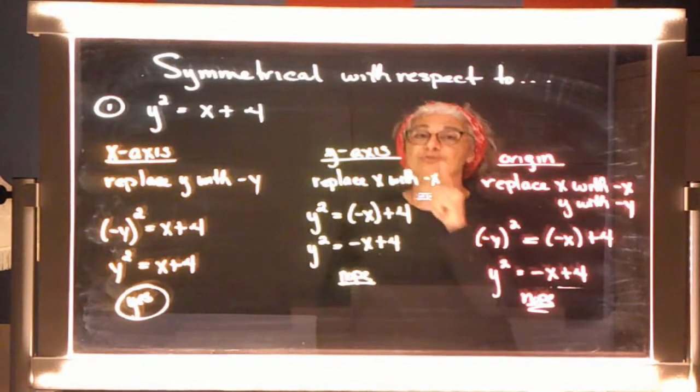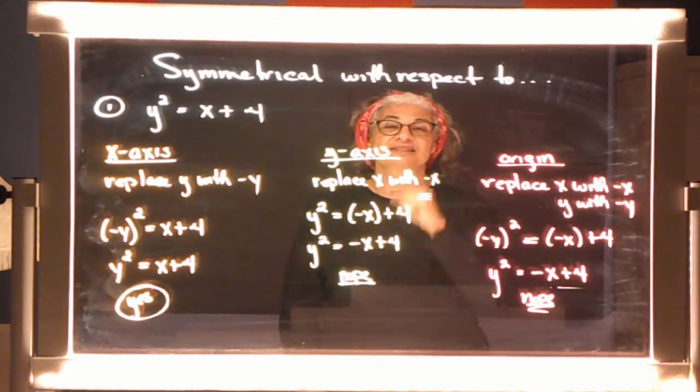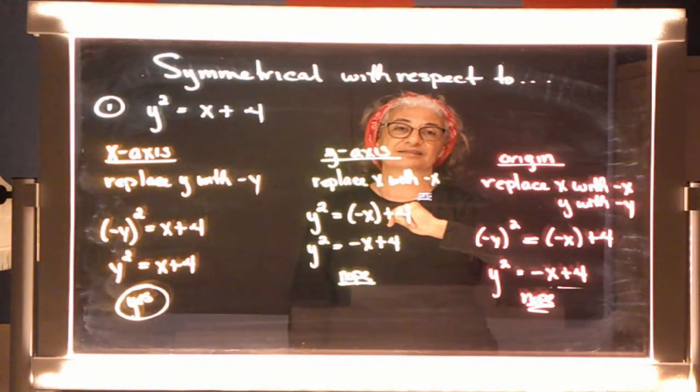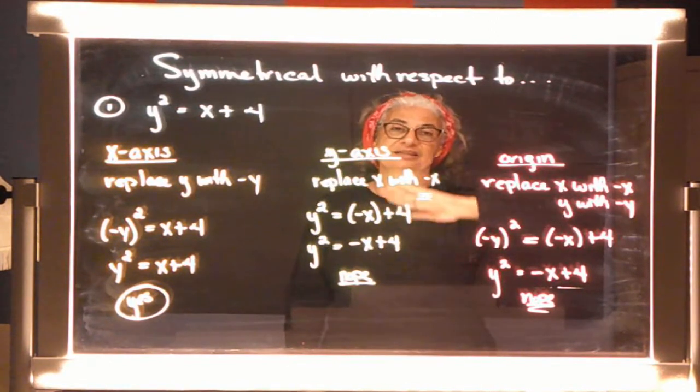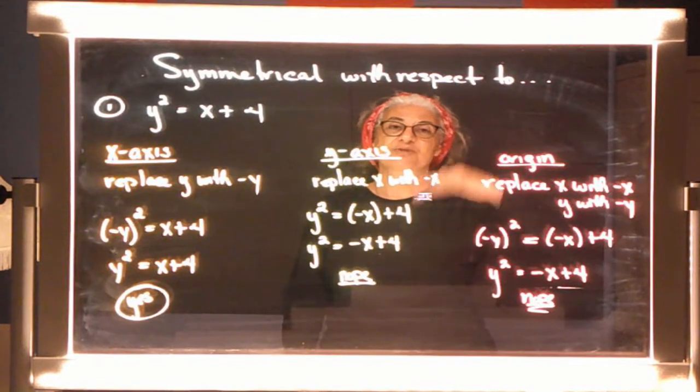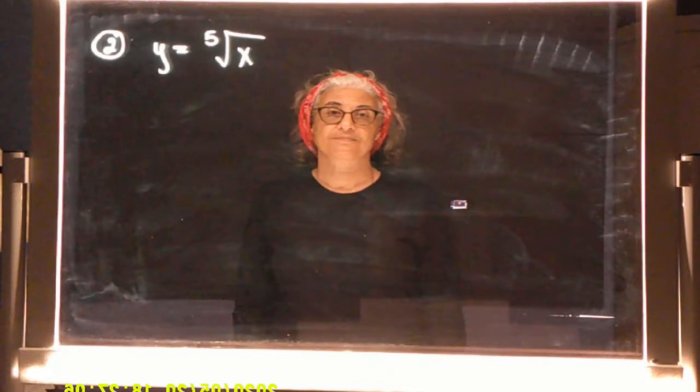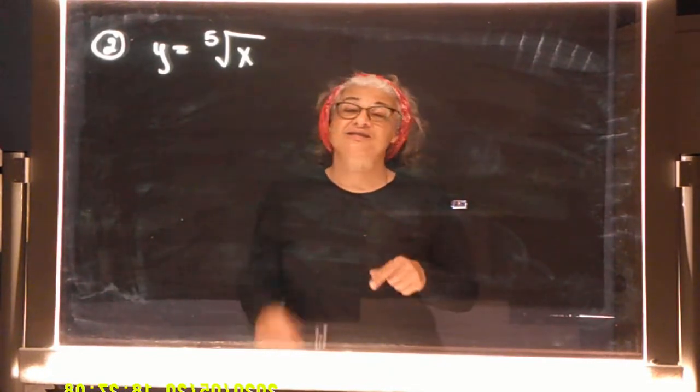So when you actually graph this equation, this graph is going to have symmetry with respect to the x-axis. The graph above the x-axis and the graph below the x-axis are going to be symmetrical to each other. Cool? Hang in there.